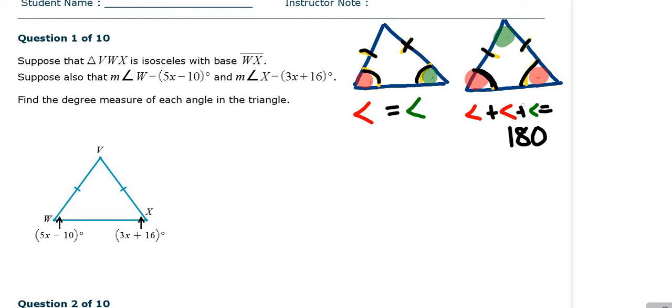So there's two variations going on here. Let's see which variation is an example in this one. Angle W we are given is 5x minus 10, and angle X is 3x plus 16. We want to find the measure of all three angles. So in this case, these two angles are congruent because you have two equal sides. So this is an example of the first. So angle equals angle, and then you solve.